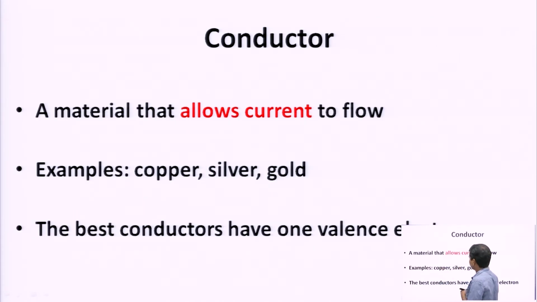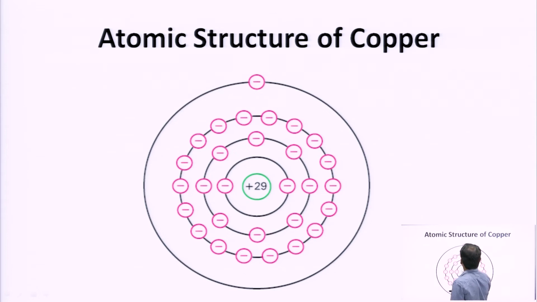This means, what is the difference? A metal that allows current to flow is called a conductor. Examples: copper, silver, gold, which I already discussed. The best conductors have one valence electron, like natrium. Now, this is the atomic structure of copper, 29: 2, 8, 18 and 1, one valence electron at the outermost orbit. Copper is one of the best conductors.